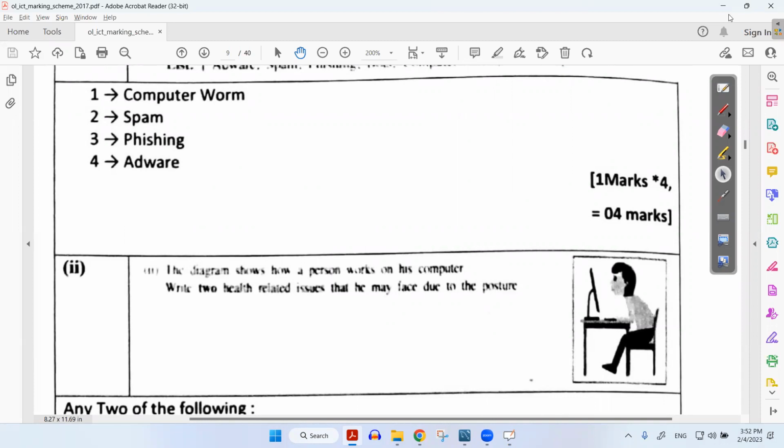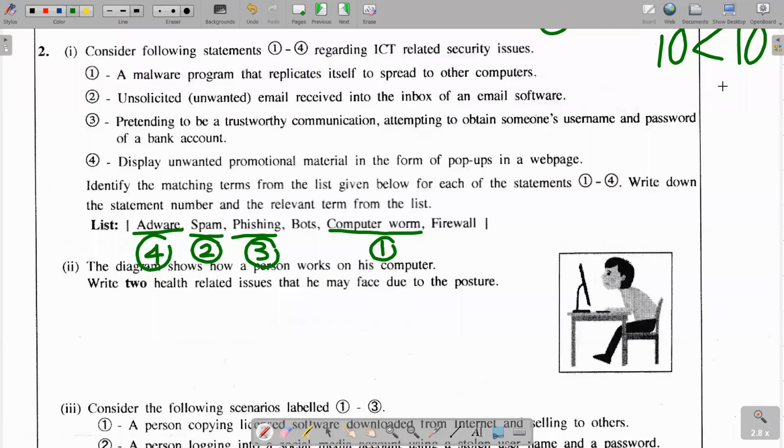Okay, the second part, they are asking, the diagram shows how a person works on his computer. Write 2 health-related issues that he may face due to the posture. Right, so what you can see is he has bent his back, which is not good. He will be having the back pains and muscle pains.